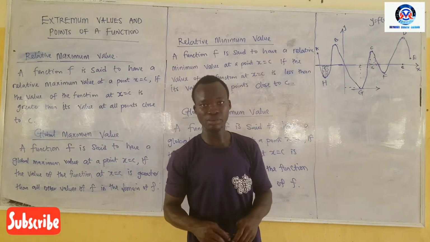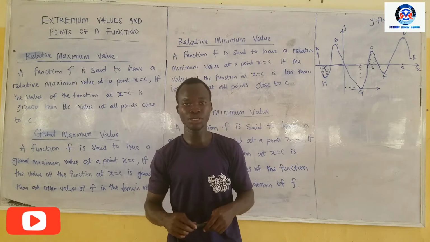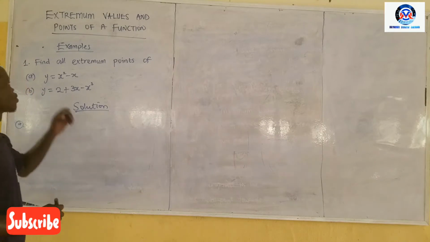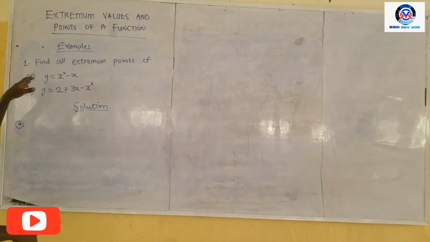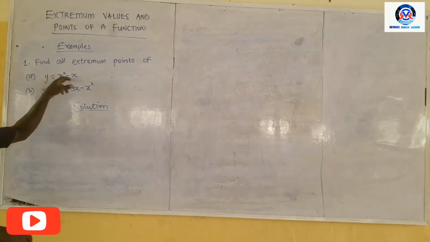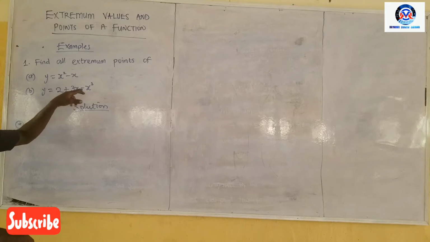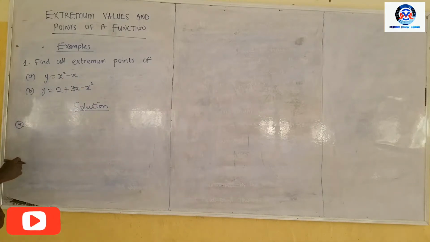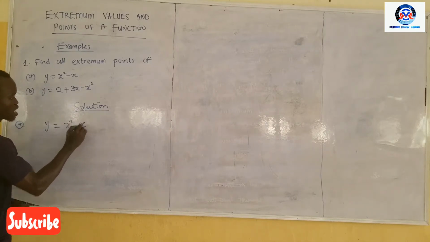So let's look at some examples of solving extremum values and extremum points of a function. So now, here are some examples. Find all extremum points of the function (a) y equals x squared minus x, and (b) y equals 2 plus 3x minus x cubed. So now we start with the first one, which is y equals x squared minus x.